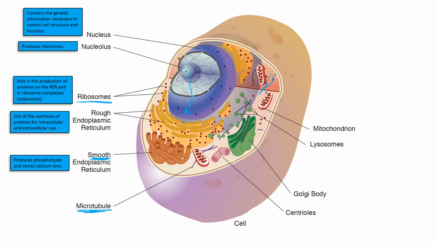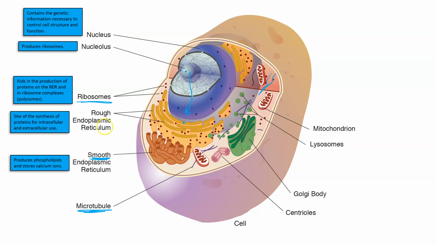Okay, so rough ER, I kind of skipped over that. The rough ER is the site of protein synthesis, and specifically, I'm going to talk about this on the next slide, because there are ribosomes in two different spots, technically the proteins that are made by the ribosomes in this location are going to be used differently than the proteins that are made in this location.